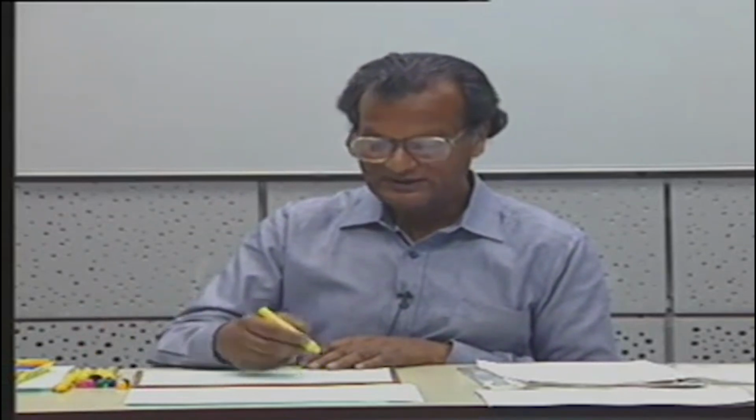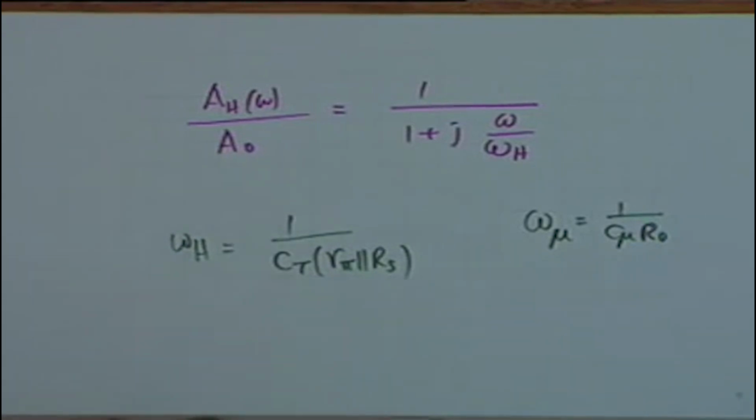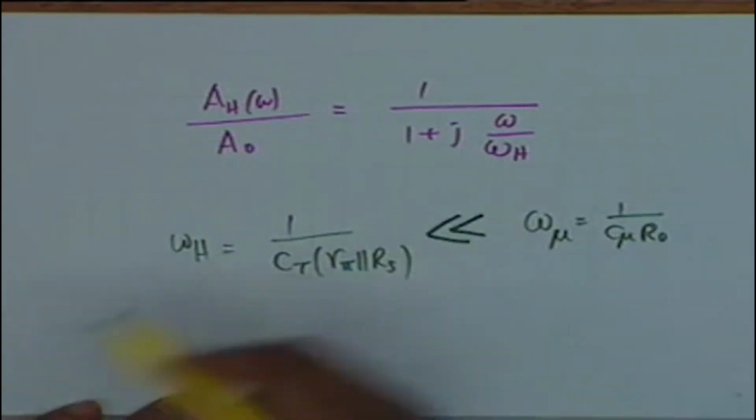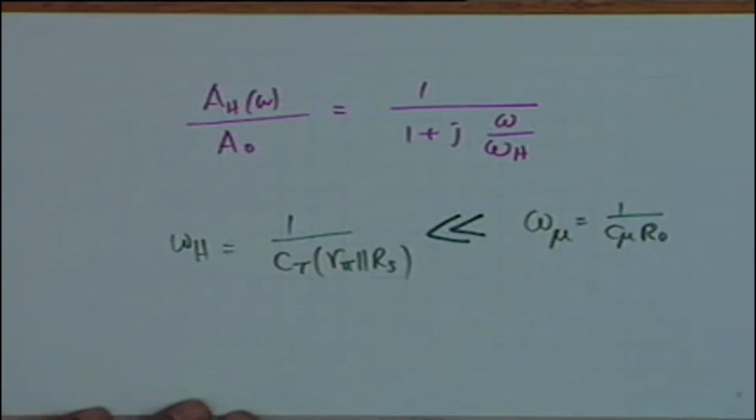C mu at the output circuit, we ignored its effect. Suppose we included the effect, what would have happened? Omega h now from it is 1 over C t times r pi parallel Rs. If we had included C mu, we would have got some omega mu which is equal to 1 over C mu times time constant, which would have been C mu times R0, and this omega mu would have been much greater than omega h, because C mu is a very small quantity.